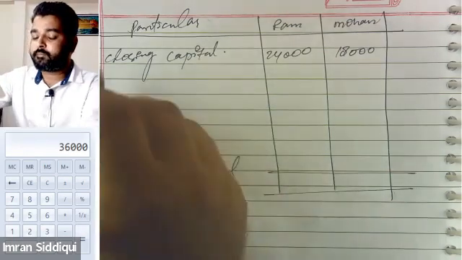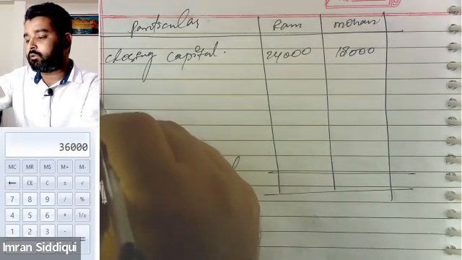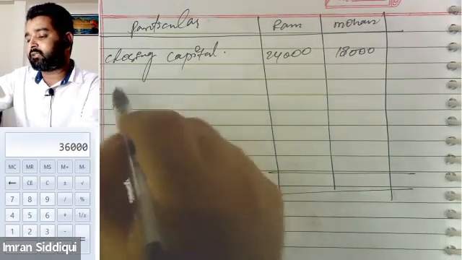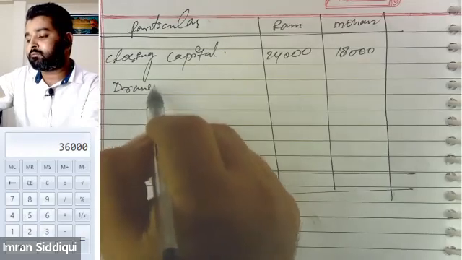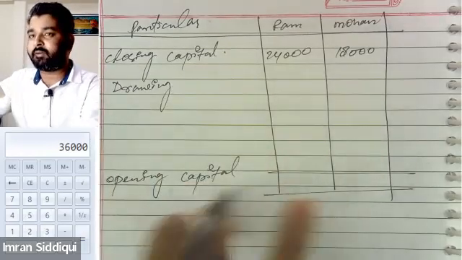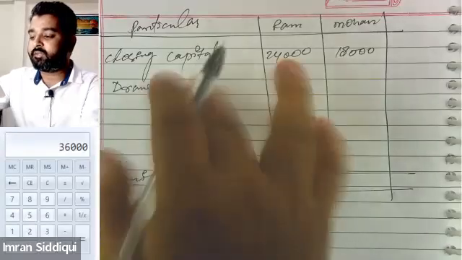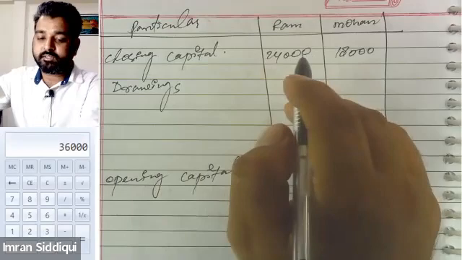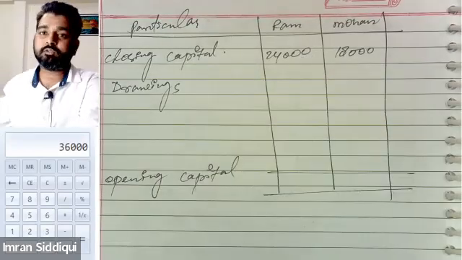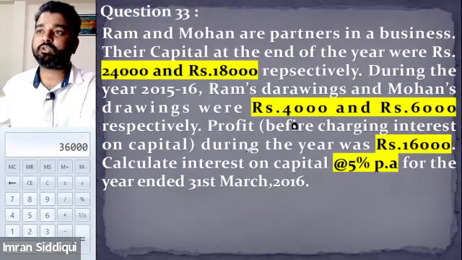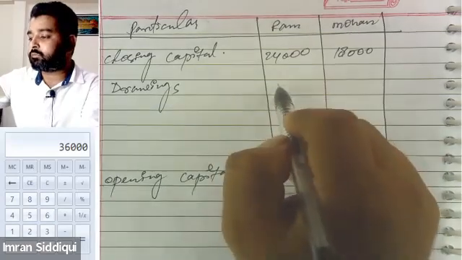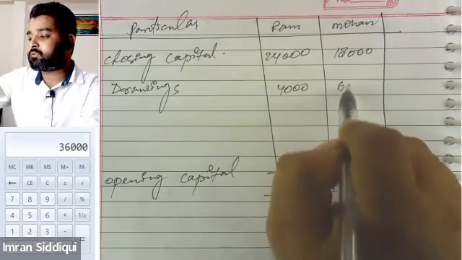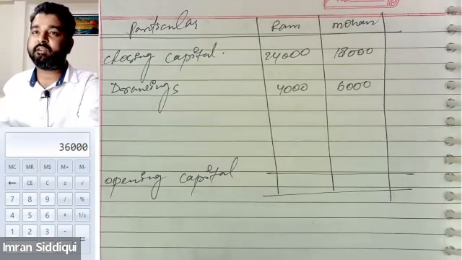So that means we will add back the drawings that they have made. Just to figure out their opening capital balances, what do we do? We will be adding back the drawings that they have made. So the drawings that they must have made during the year are 4,000 and 6,000. So 4,000 by Mr. Ram and 6,000 by Mr. Mohan. We have added this back.